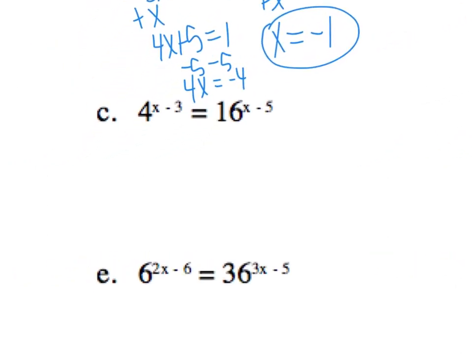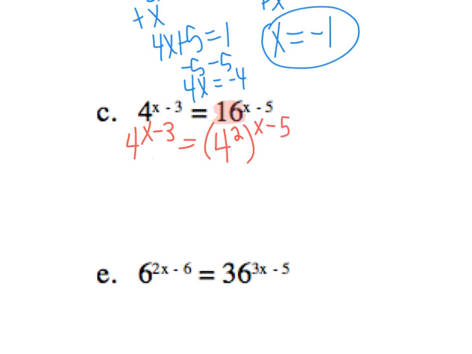Letter C is a little bit different because if you notice, we have 4 to the x minus 3, and we have 16 to the x minus 5. Well, we know a little number sense here. We can rewrite 16 using 4. So if we just rewrite that equation, the left is 4 to the x minus 3 equals, well, 16 is just 4 squared. So I'm going to rewrite that as 4 squared to the x minus 5.